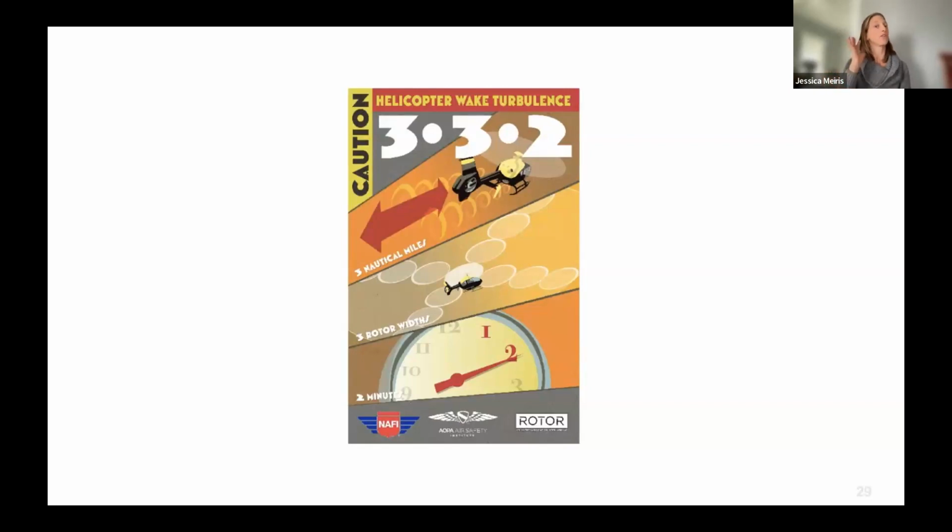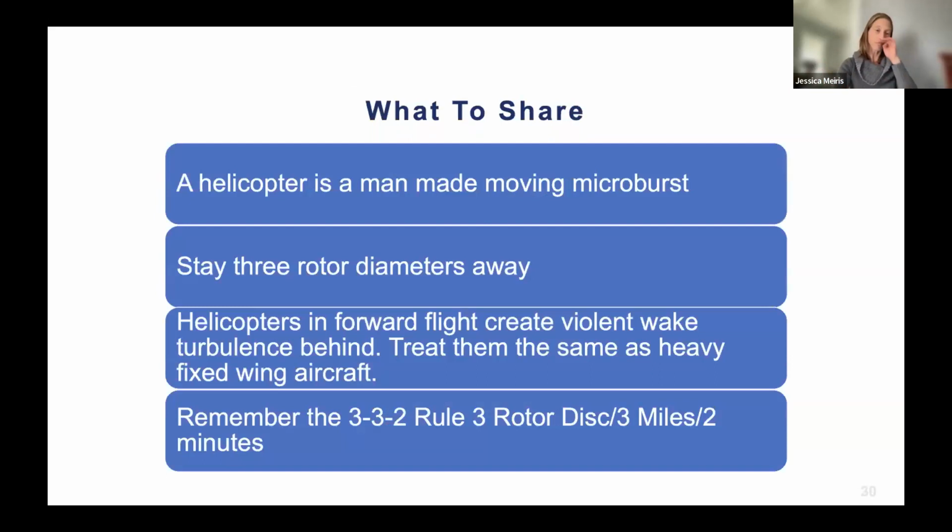airports, so that both fixed wing and helicopter pilots can raise the awareness around some of the hazards of helicopter wake turbulence. So 3-3-2. Think of a helicopter as a man-made moving microburst, whether it's in a hover taxi, or in forward flight. 3 rotor disc diameters away.